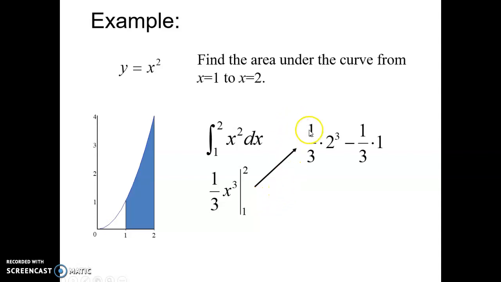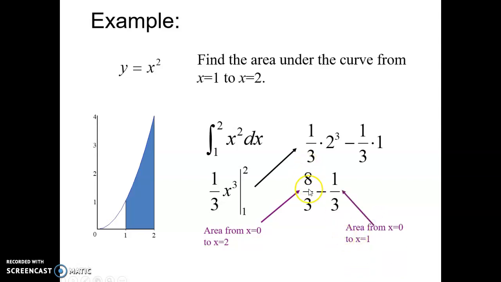So evaluating here, I did 1/3 2 cubed minus 1/3 1 cubed. And then we're just going to do the math here. So this part would be 8/3, and this would be 1/3. 8/3 minus 1/3 is equal to 7/3.